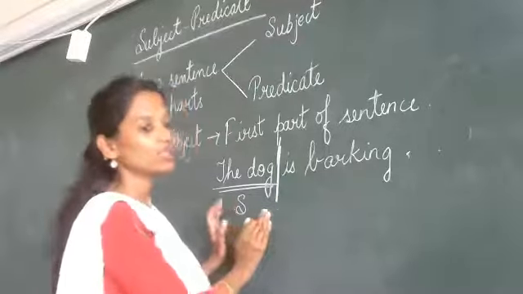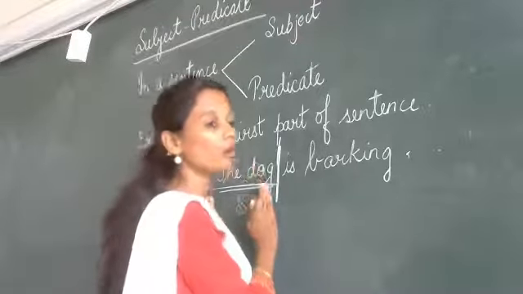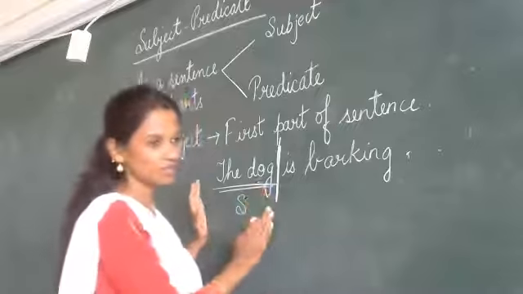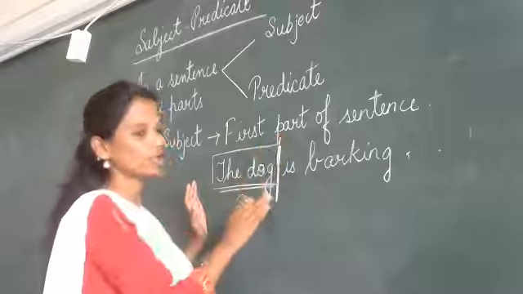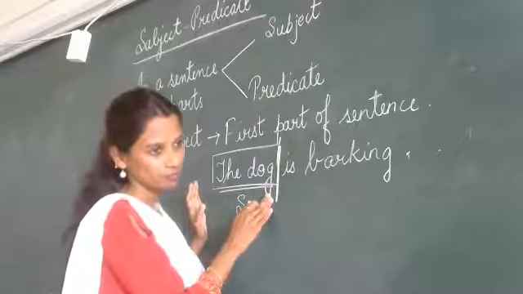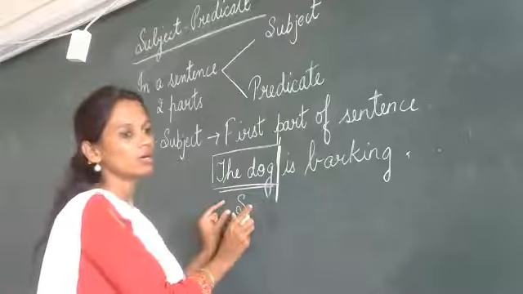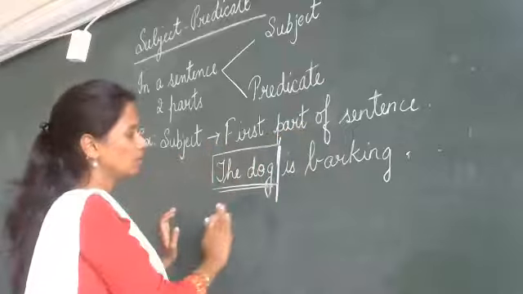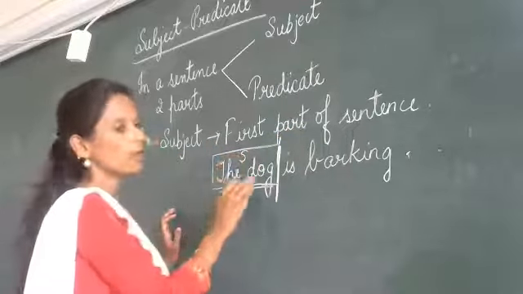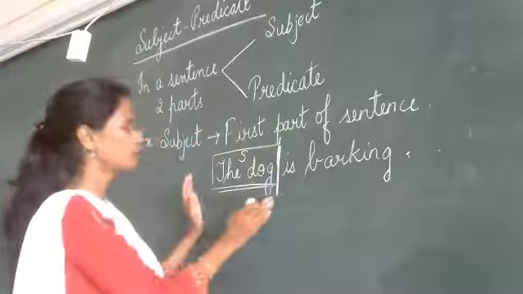So what is a subject? A subject tells us whom we are talking about in the sentence. Whom are we talking about? The dog. So this dog is a subject. It is the first part of the sentence. The first part of the sentence is the subject.